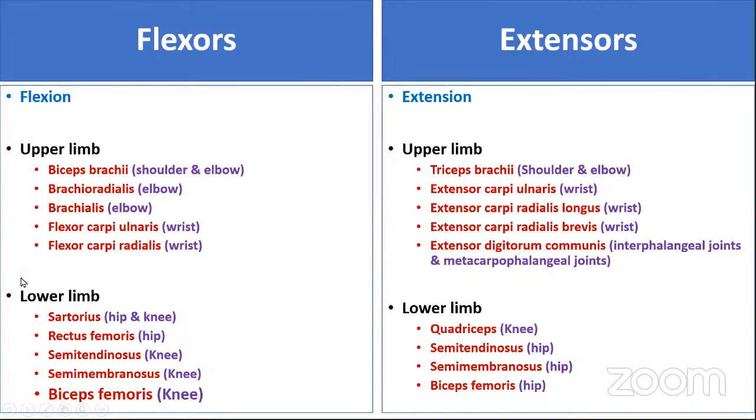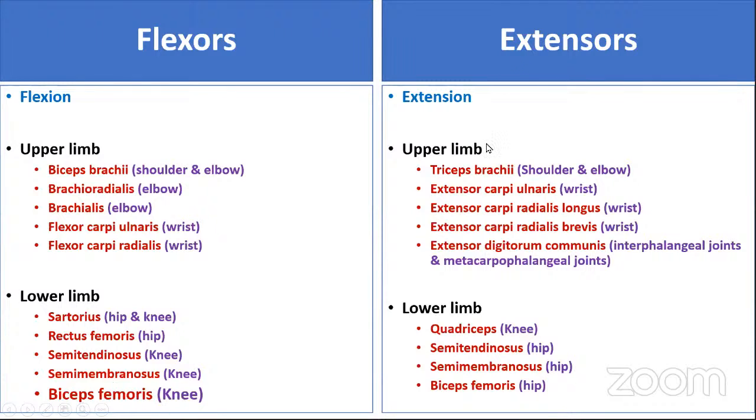The same is for the lower limb, sartorius. It brings about flexion at the hip joint as well as at the knee joint. Rectus femoris brings about the flexion at the hip joint. Semitendinosus and semimembranosus, these muscles bring about the flexion at the knee joint. Biceps femoris also brings about the flexion at the knee joint.